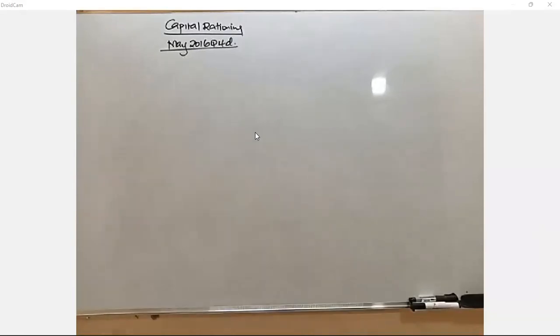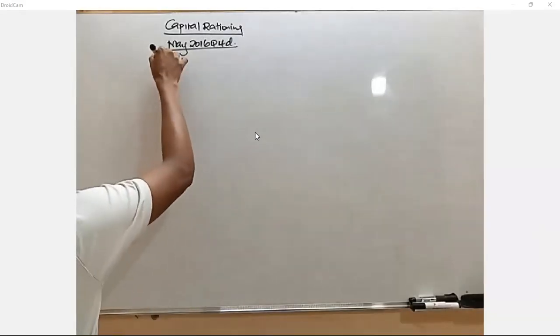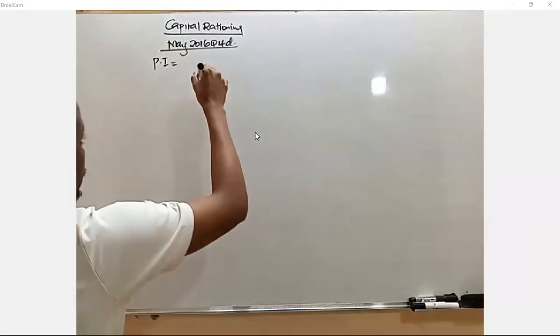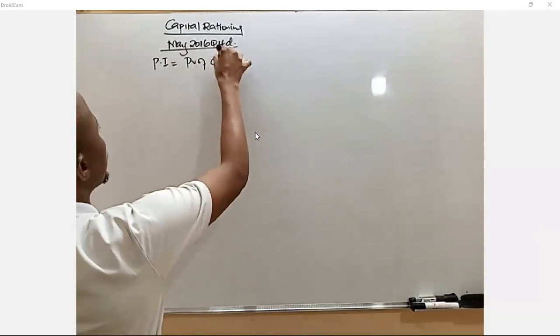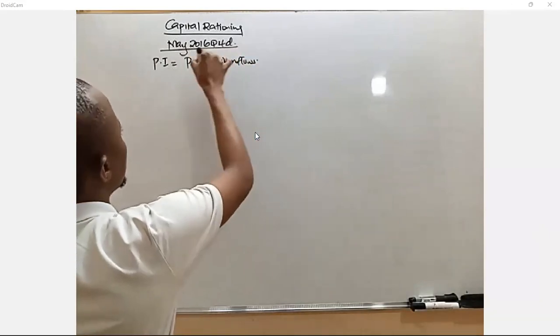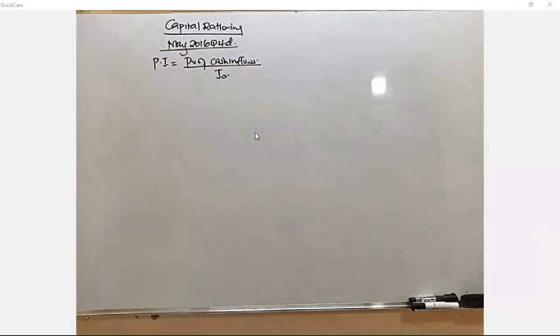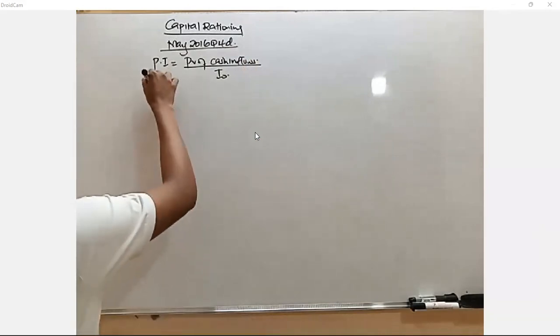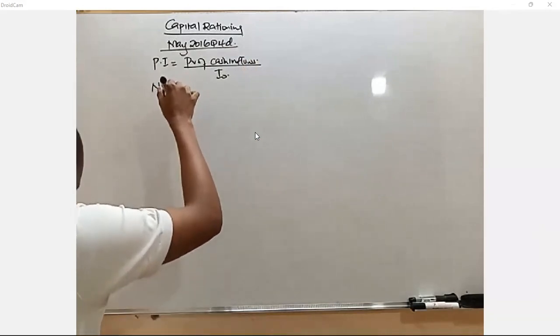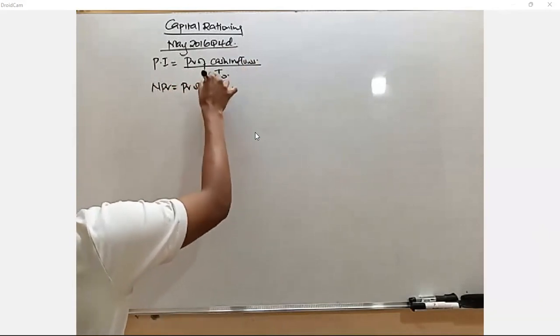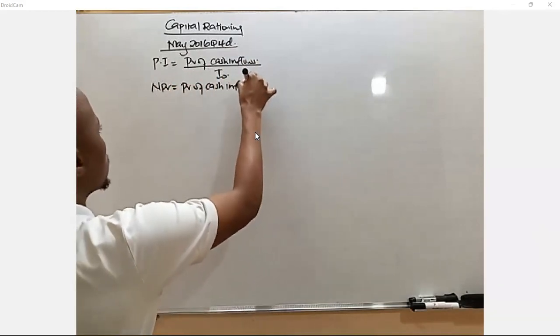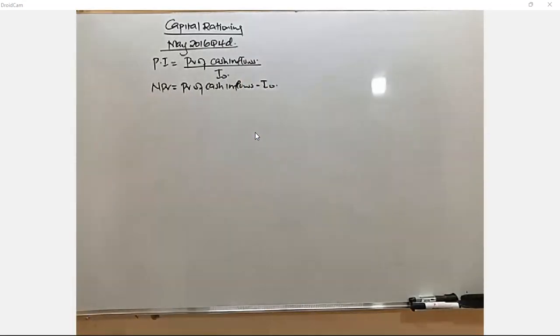When you look at this question, it is very important for us to understand how we normally get the profitability index, which is our PI. To get our PI, we normally take the present value of cash inflows and divide it by our initial outlay. Now, the formula which we normally use to calculate our NPV is the present value of the cash inflows minus our initial outlay.